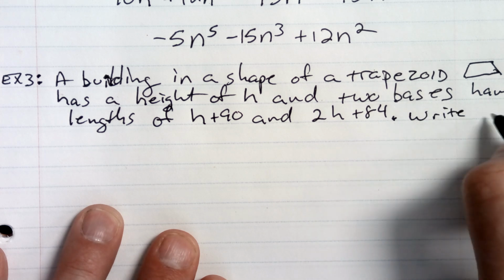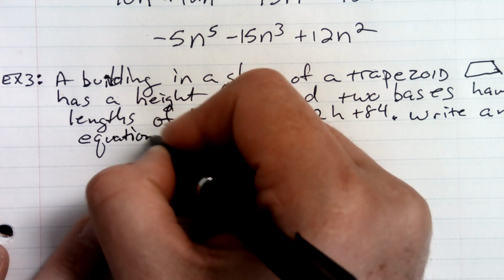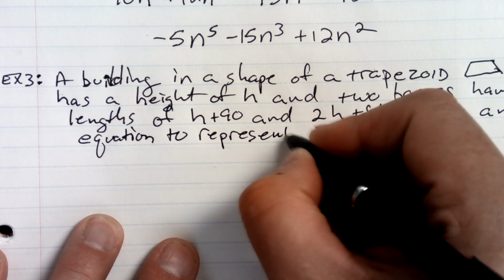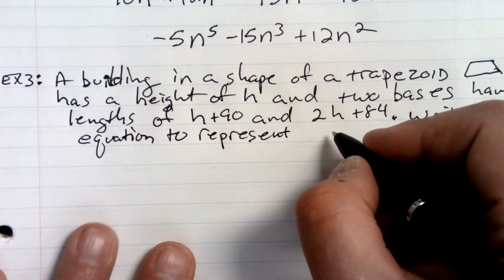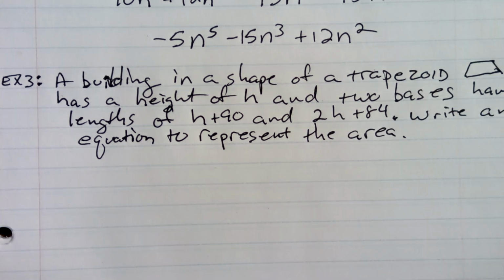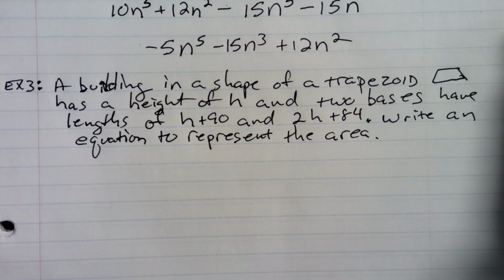Write an equation to represent the area. So we're not actually solving, we're just writing an equation to, I don't know, let me zoom out, maybe that would help a little bit. Because that's all that's on there. Hold on, I have an idea. I like when I have ideas that actually work.